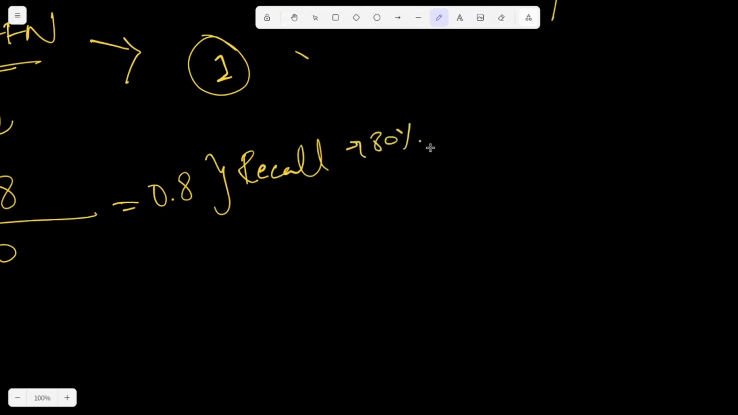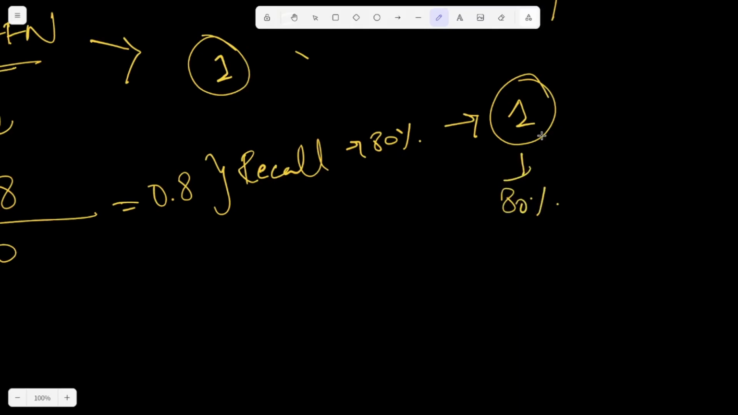And when you say you have a recall of 0.8 or 80%, what you mean is that for the intended class, class 1, that we are targeting or calculating the recall for, given 100% of our samples, our model is able to capture 80% of them, right? So that's what recall means.